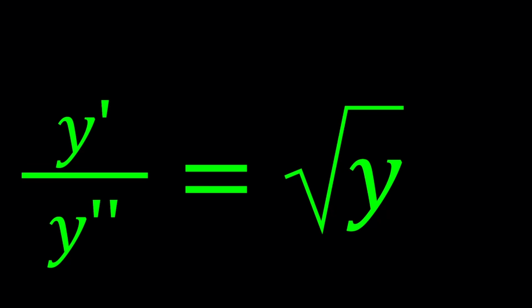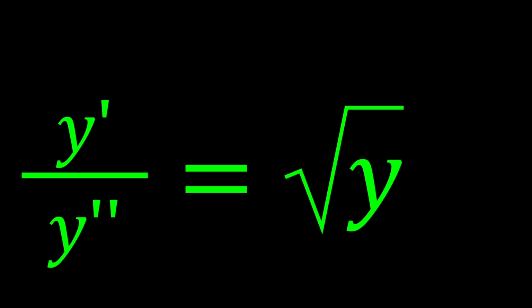Hello everyone. In this video, we're going to be solving an interesting homemade differential equation. We have y prime divided by y double prime equals the square root of y. Y double prime is the second derivative of y, and y prime is the first derivative. So we need to find a function that satisfies this equation. We're also going to be taking a look at the results from Wolfram Alpha, if I don't forget. All right, let's get started.